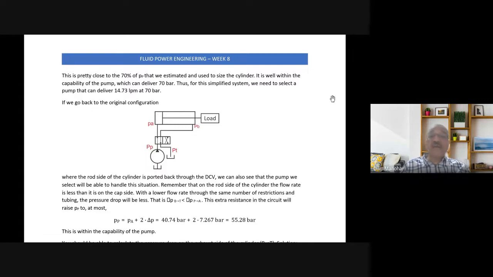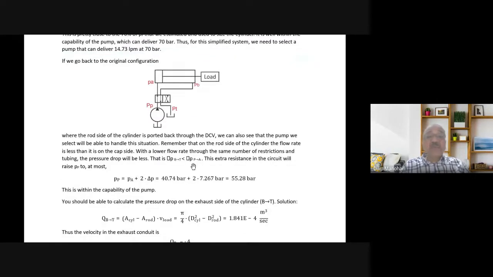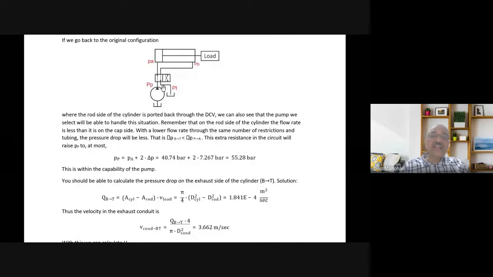Now let us calculate what we need to do for the tubing on the other side. The pump can deliver 14.7 liters per minute at 70 bar. Now this is the original configuration. We have shown point A, point B, pump pressure P and tank pressure here. We have added tubing here. Now on the rod side, we know there is a direction control valve, a tubing here and the tank. So for the rod end also we need to calculate the pressure drop.